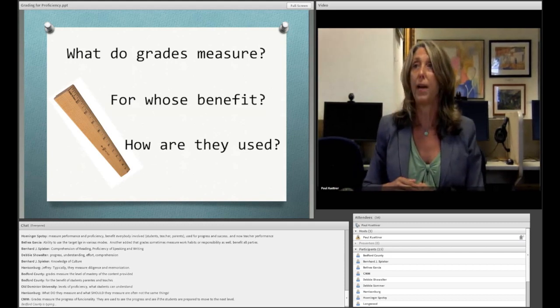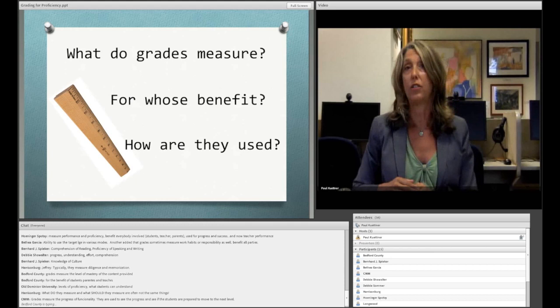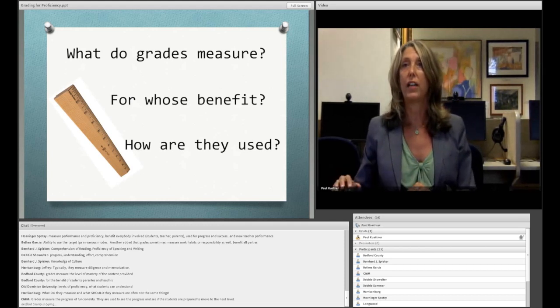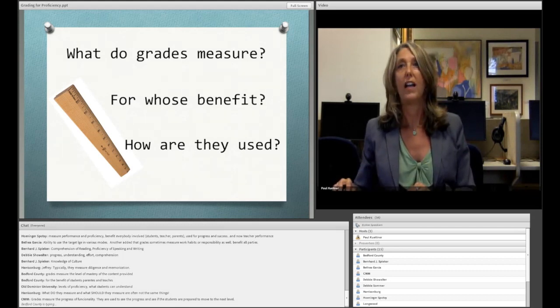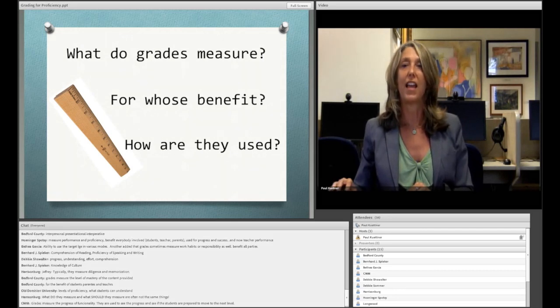When you're talking about a community college, a college, or a university, it's generally for the benefit of the administrators and then the teacher and the student. I love this one. It says, what do they measure and what should they measure are often not the same. Yes. And I think that at the end of our discussion today, we may come to a consensus of what we believe they should measure.